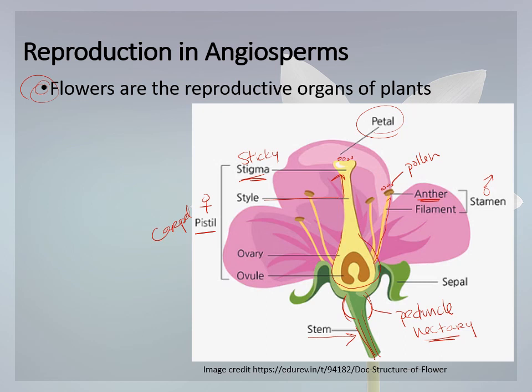And at the base of the pistil, we have the ovary. In the ovary, we have the ovule, and in the ovule, we have some eggs. What's pretty cool, the ovary eventually will grow into the fruit of these angiosperms.